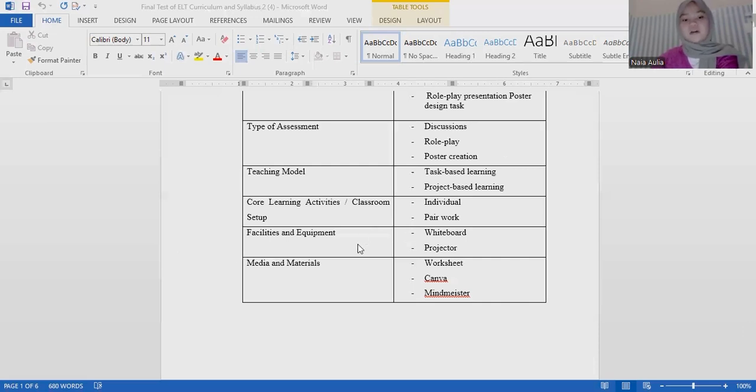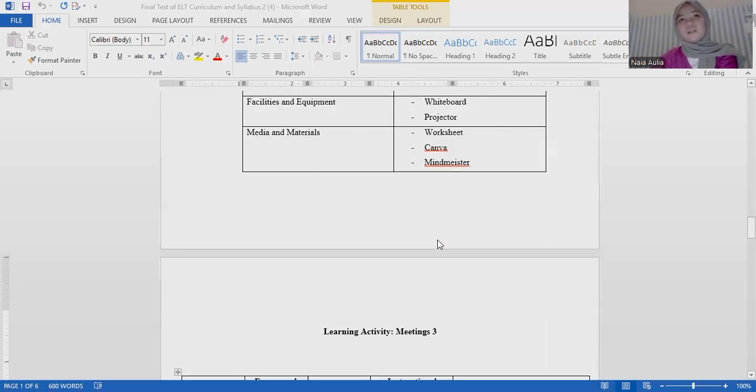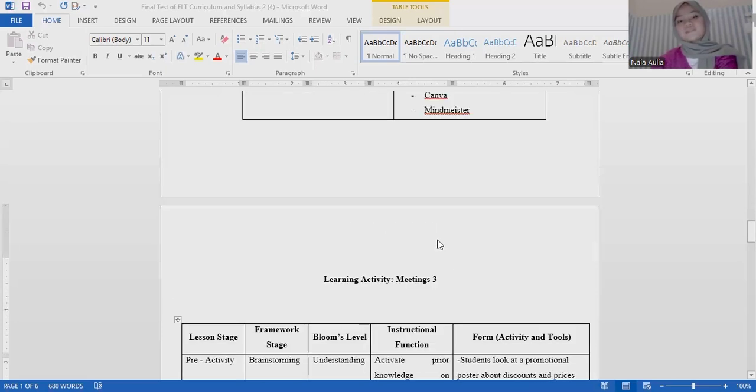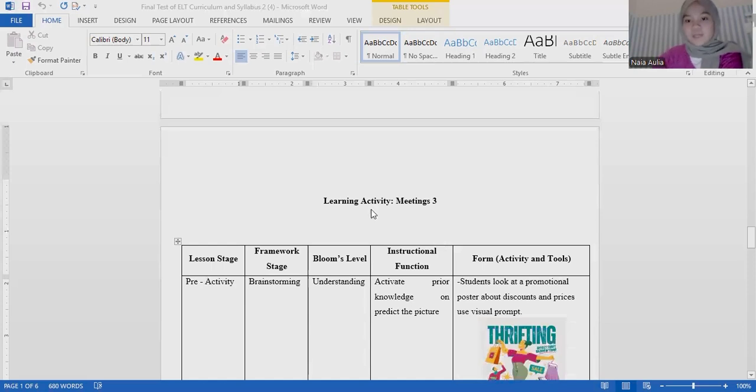And for the facilities and equipment, I use a whiteboard and projector to support student learning more easily and understand. And for the media and materials, I use worksheets, Canva, and MindMeister for student engagement and their affective feelings, so the students are not bored in the learning. And this is my learning activity.